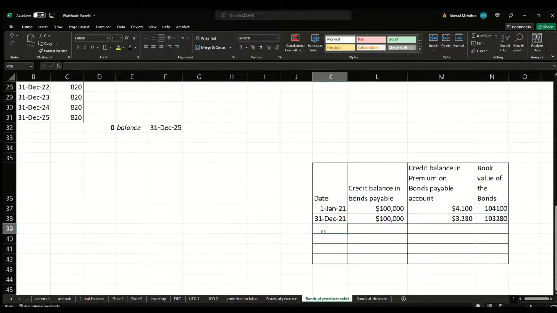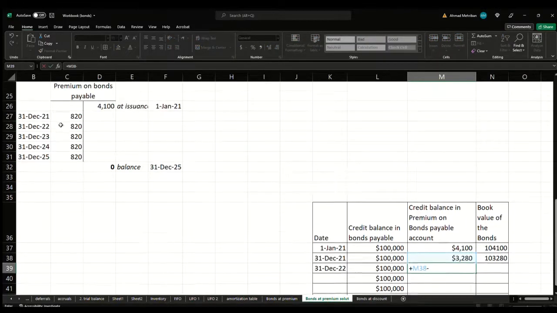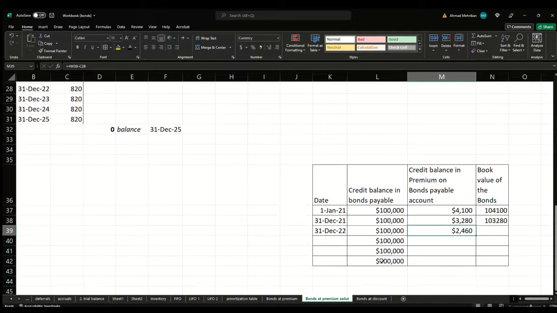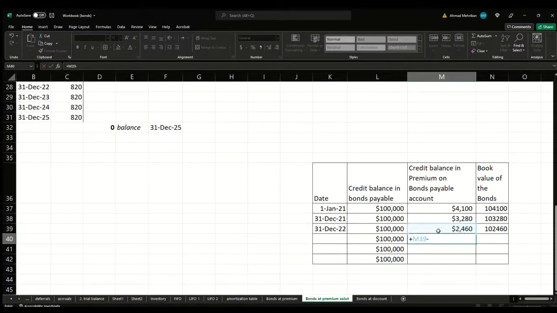And similarly, we are going to do the same kind of entry for 2022. We still have the same value on our bonds until the end, but the balance on our premium on bonds will change, because now 3,280 minus the next year's payment, which is this one, 820, will bring us to a lower value. And again, I can do this here the same way, so the book value will change to 102,460. And again, we're going to do 2,480 minus this 820 that we paid the next year.